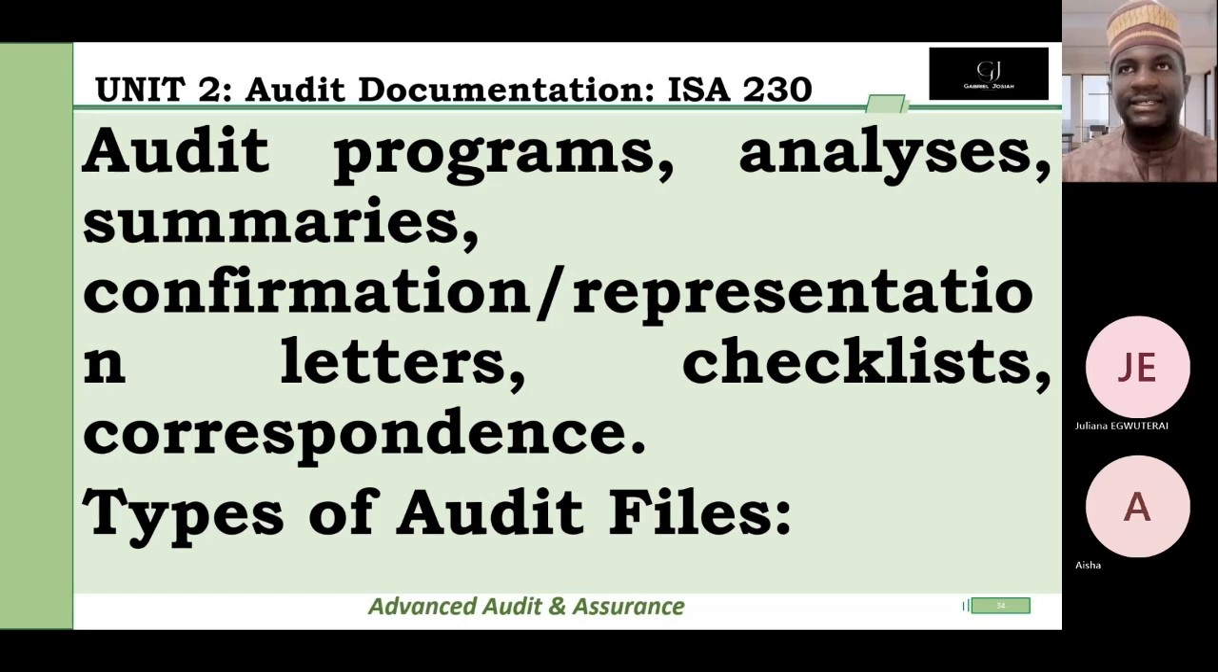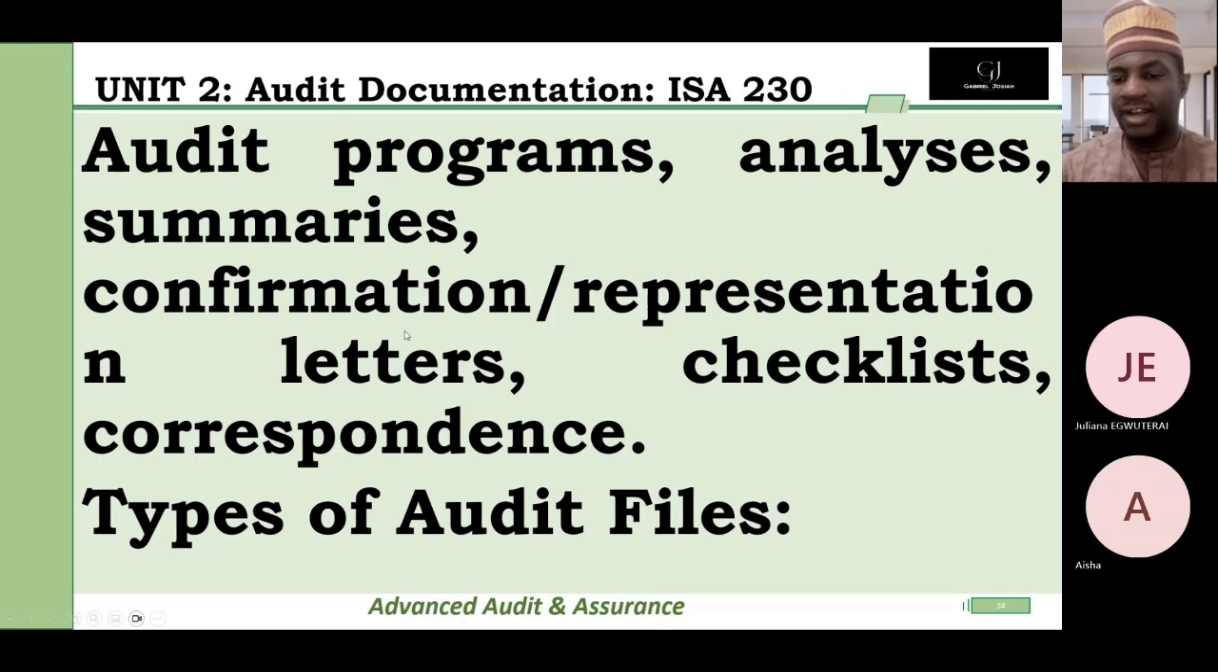representation letters. Those are letters you send to management to be able to answer your audit deficiencies or questions. Those are representation letters. Then checklists you use to perform maybe your inventory count, your cash counts, receivables, all those checklists, they are all evidences. Another is correspondence, mails between external auditors and management, all documentation of evidence.